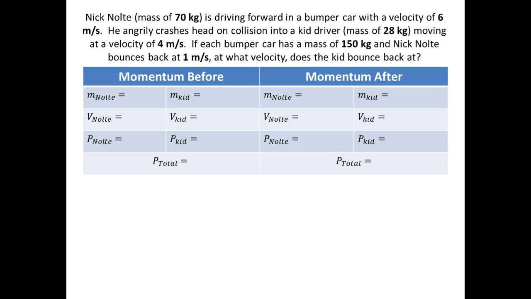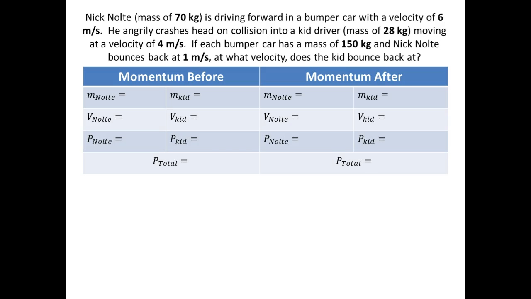Let's start filling in the information we know. There's two objects in this case. There's one bumper car with Nick Nolte. The other bumper car has a kid in it. They do not combine, so this is an elastic collision. They bounce off each other. We start with two objects, we end with two objects. If we only started with one or ended with one, that would change how we organize our work.